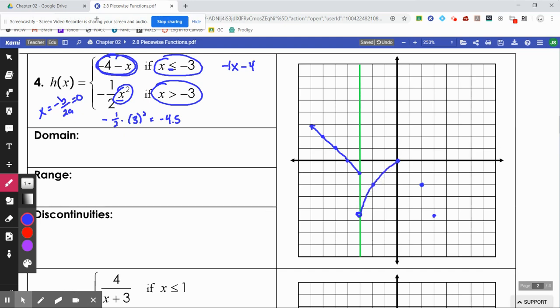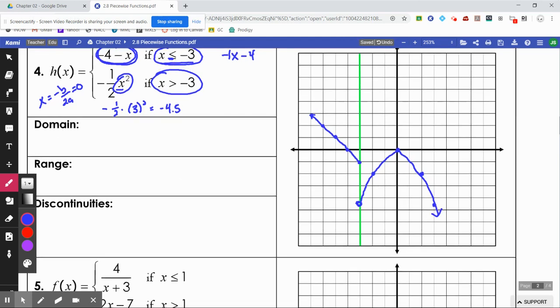And again, you do want to go up to your line and see what's happening at that line, even if it's not included, so that you know where to place that point. Let me draw that a little bit better with an arrow on it. Okay, so now my domain includes all values less than or equal to negative 3 and greater than negative 3, so that'd be all values. Nothing is excluded.